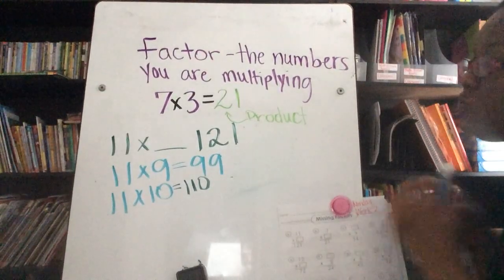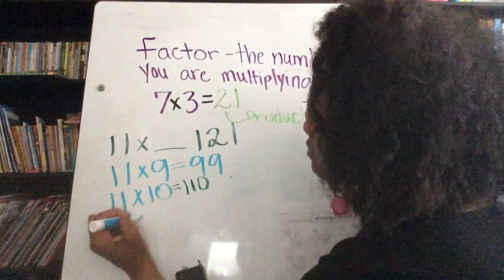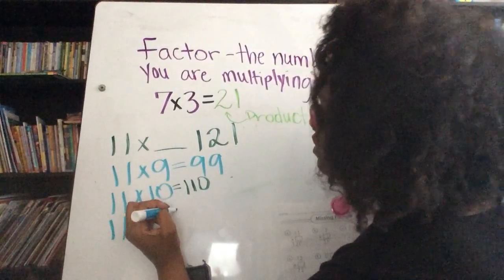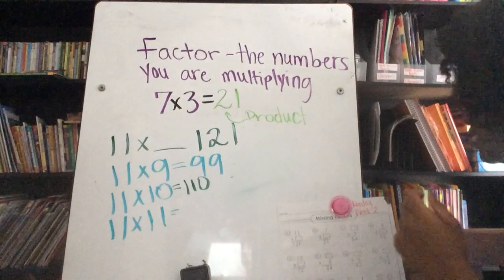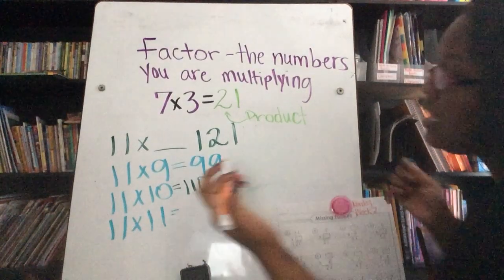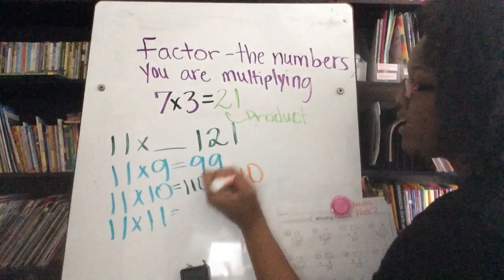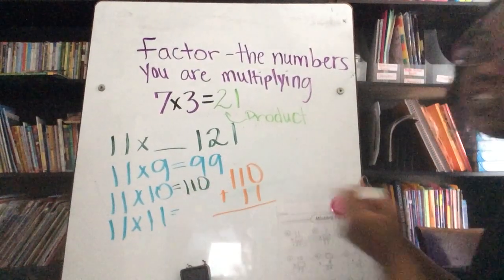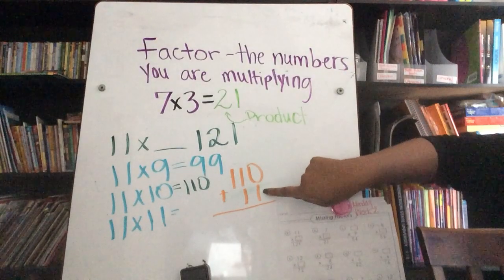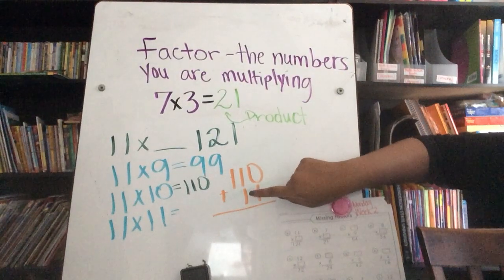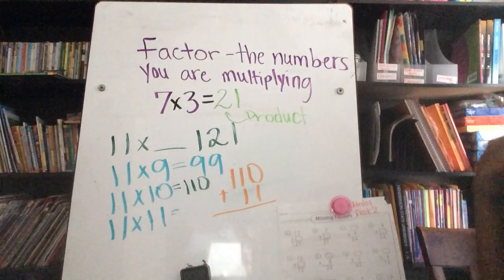So on my next one, I've got to do 11 multiplied by 11. So I've got to keep that 110, and I'm going to add 11. So 110 plus 11. Make sure that you lined your numbers up correctly. You've got to make sure that your 1 in 11 is in the 1's place, and your other 1 in 11 is in the 10's place.